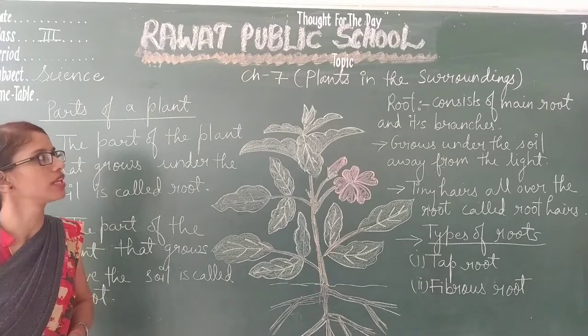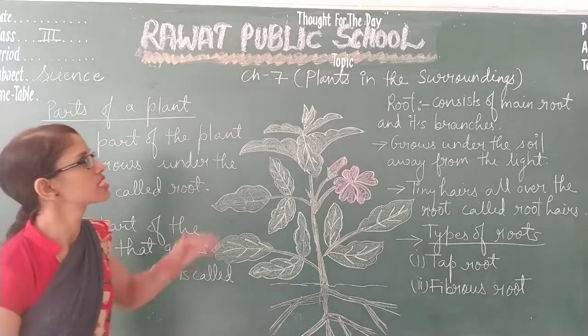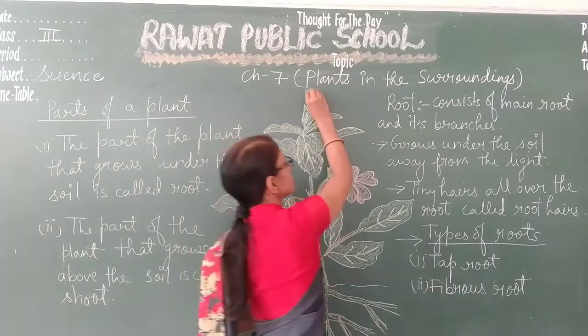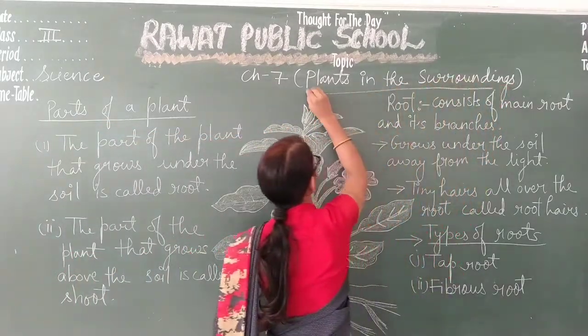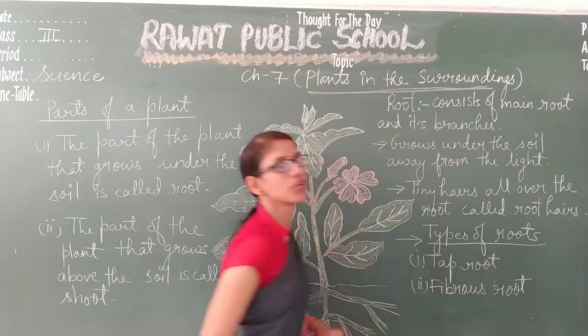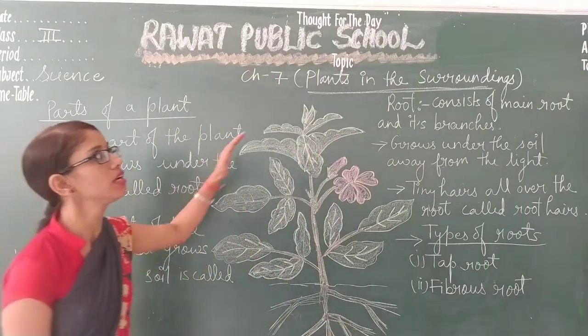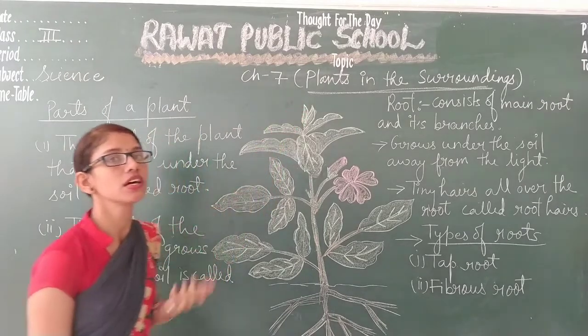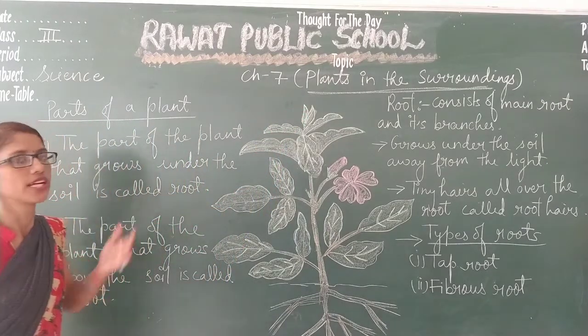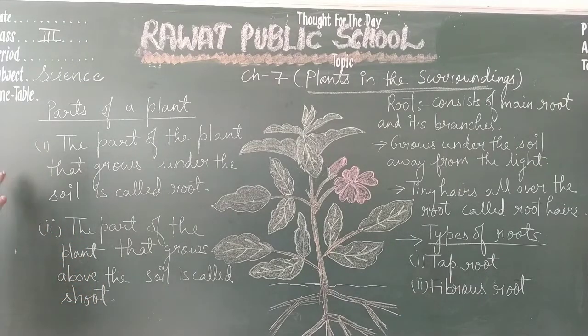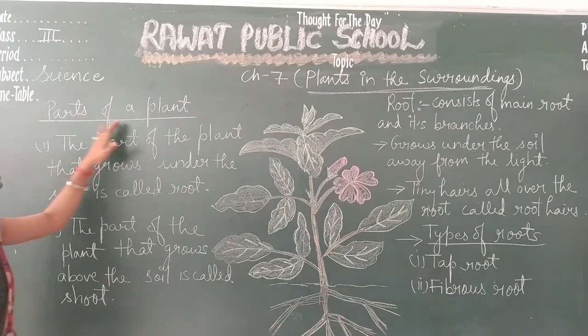Today we will start our PT2 syllabus and our new chapter, chapter number 7, plants in the surrounding. In this chapter we will discuss the plants. What is the use of the plants? What are the different parts of the plant? So the first thing is, what are the parts of a plant?